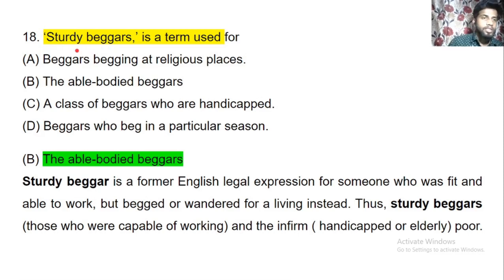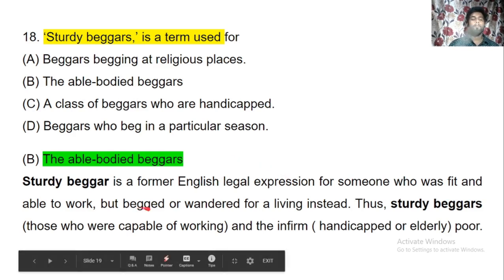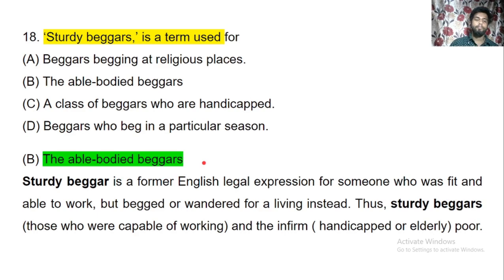Now, sturdy beggars. Sturdy beggars is the term used for able-bodied beggars. Sturdy beggar is a form of English legal expression for someone who was fit and able to walk but begged or wandered for a living instead. Thus, sturdy beggars are those who are capable of walking, as distinct from the infirm, handicapped, or elderly poor. So they are called able-bodied beggars.